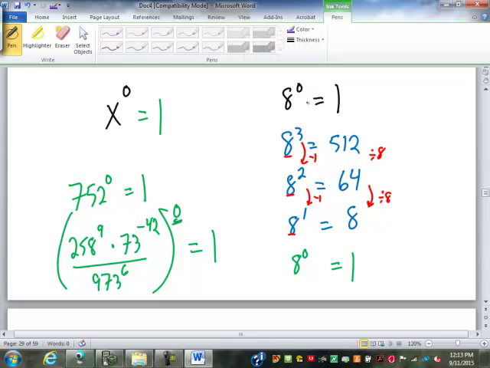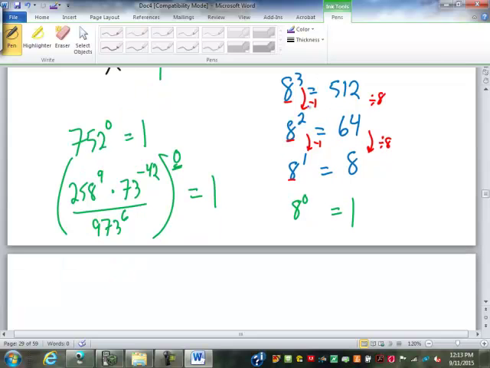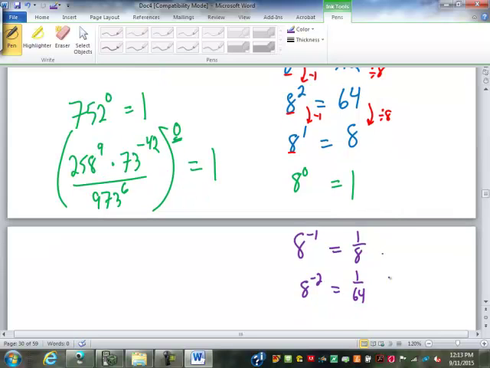Well, let's keep going with this pattern here. What if I decrease the power by 1 more? 8 to the power of negative 1. The pattern has to continue. Now again, it makes no sense to multiply 8 by itself negative 1 times. But if I continue the pattern, I divide by 8, this is 1/8. 8 to the negative 2, dividing by 8 again, this is 1/64. If I went one more, 8 to the negative 3, I do 1 over 512.